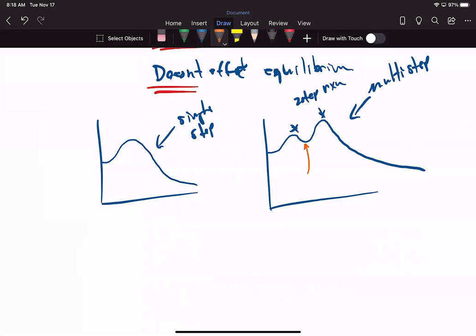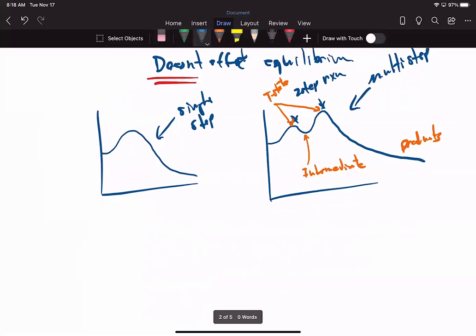And here, this is our intermediate that's formed here, right? We have our transition state. We have another transition state. This is where our intermediate is formed. And then we get our products over here. But we can tell by the type of graph, by the peaks, just how many steps this is going to take, how many intermediates we are going to have.